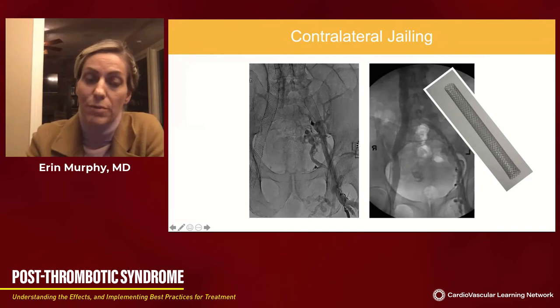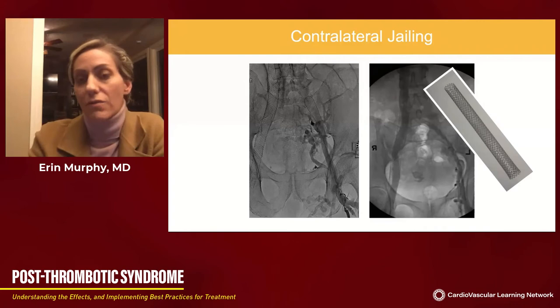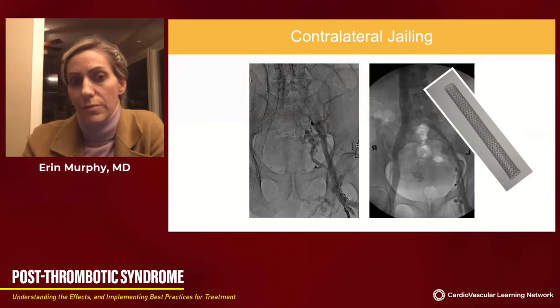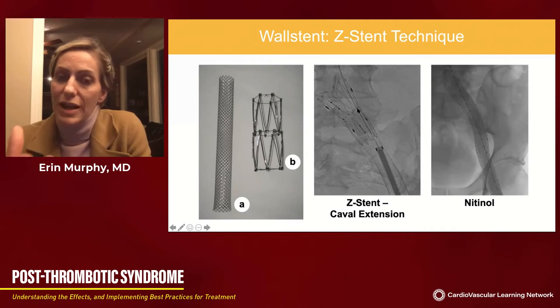So any stent taken across a confluence can, over time, function like a covered stent as neointima covers the interstices. We really don't want to be jailing these on purpose. If you do cover the other side, you do want to anticoagulate those patients long term. Alternatively, with the wall stent, you can use a Z-stent at top to buttress that end and make it stronger so you don't have to take it across and into the cava.